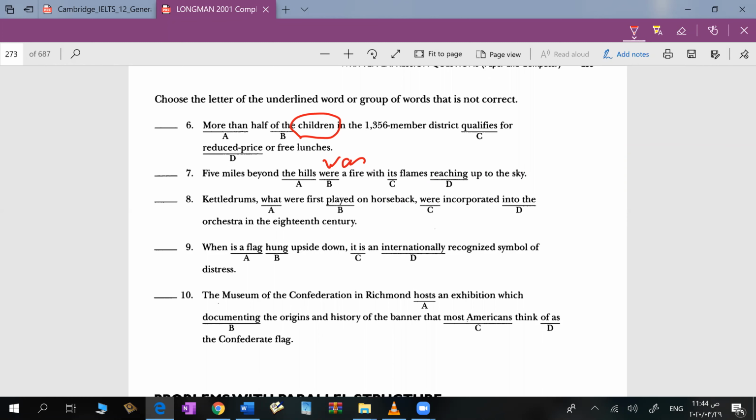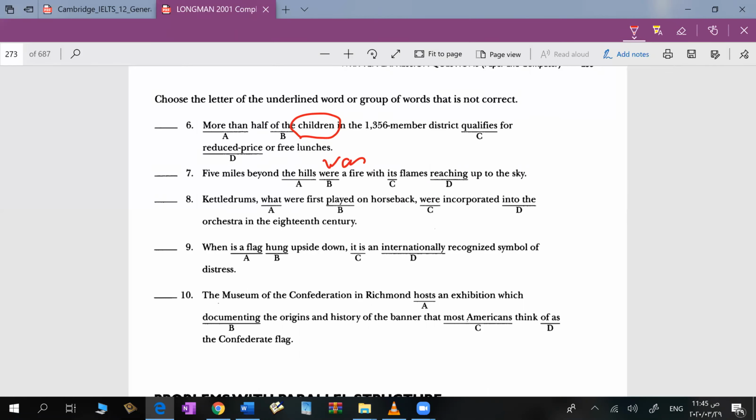I'm sorry, I have a question regarding number 6. Is it okay to say "children"? Yeah, why not? It's a plural, right? "Children" comes with plural. Okay. "Five miles beyond the hills was a fire."